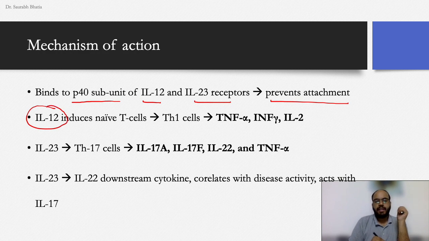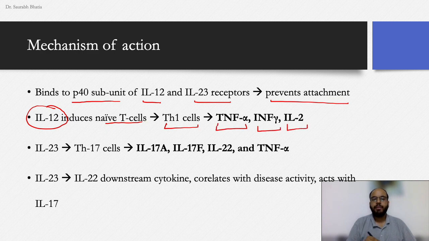It induces the naive T cells, and because of this induction, it converts the T cells into Th1 cell lines. And these Th1 cell lines are going to secrete various cytokines of the Th1 line, which include TNF alpha, interferon gamma, and interleukin 2. Now, TNF alpha, as we have discussed in previous video lectures, is one of the most important mediators in psoriasis. If interleukin 12 is inhibited, this secretion of TNF alpha is also inhibited, and thus it works in decreasing the inflammatory cascade in psoriasis.